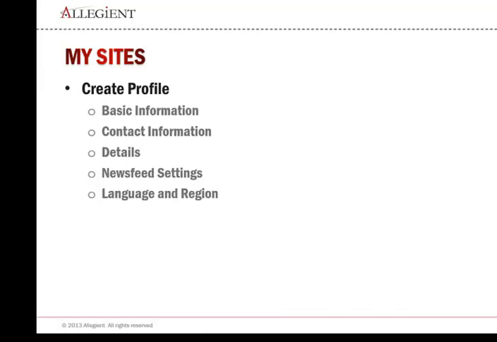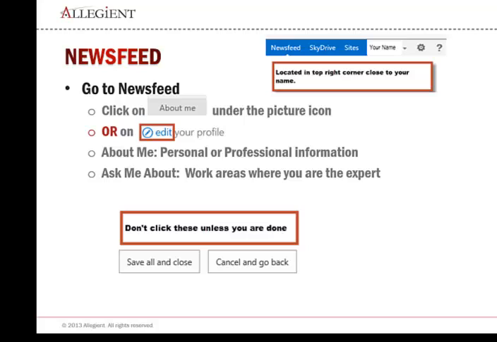So creating a profile. This is your site. Everyone that's employed with Harrison will have a site for them to update and create. It will have your basic information, your contact information, and any details that you add. You're able to edit your newsfeed settings as well. For the newsfeed, you would click on About Me under the picture icon or Edit Your Profile, and that's where you're able to upload.